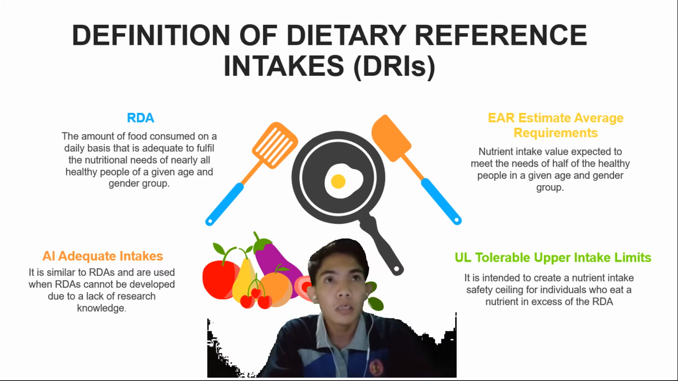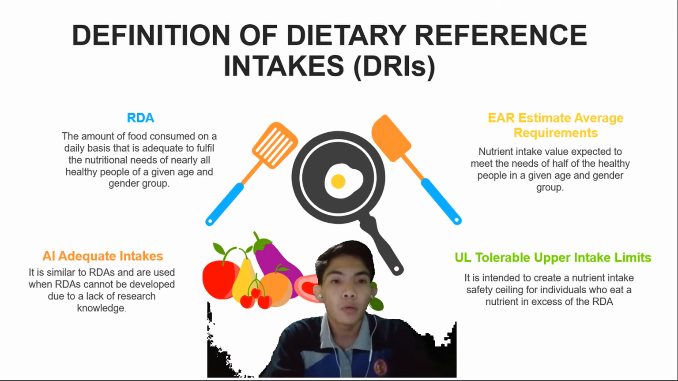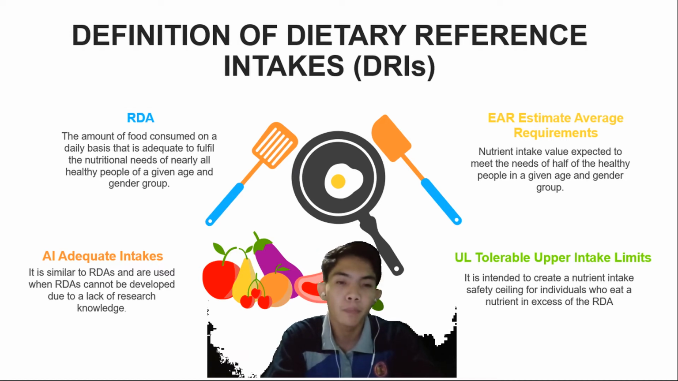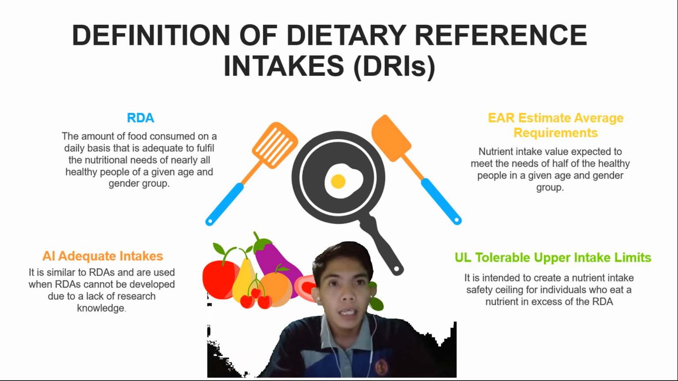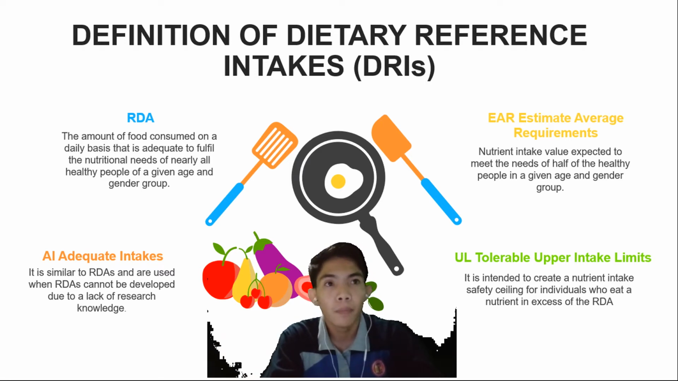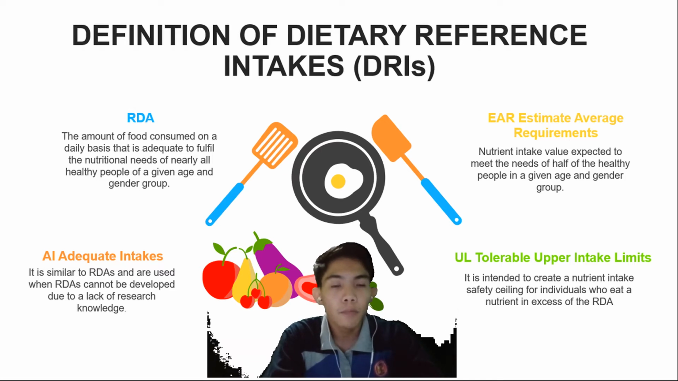Okay, we go to the third, which is adequate intake. Adequate intake is similar to RDA and is used when RDA cannot be developed due to a lack of research knowledge. Adequate intake can be used as a guide to nutrient intake for the individual, and adequate intake may be used as a goal for nutrient intake for individuals. It is derived from intake that appears to sustain a defined nutritional state.